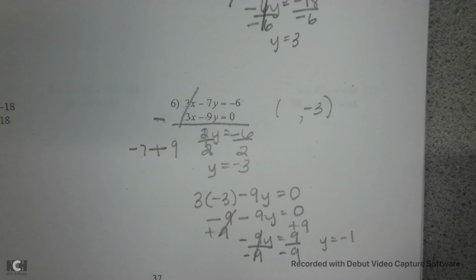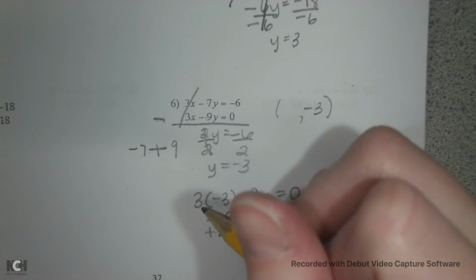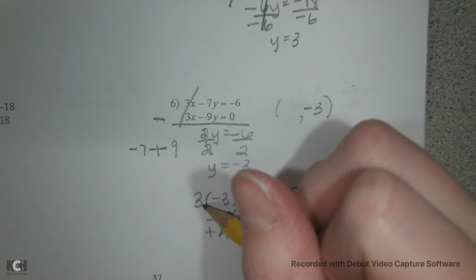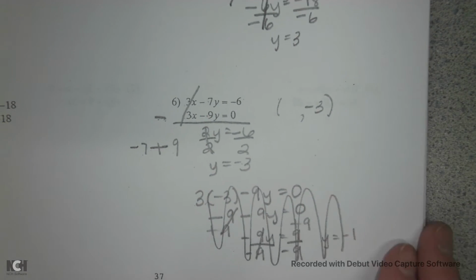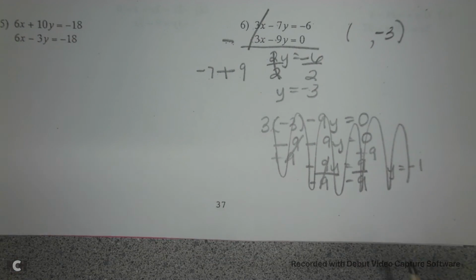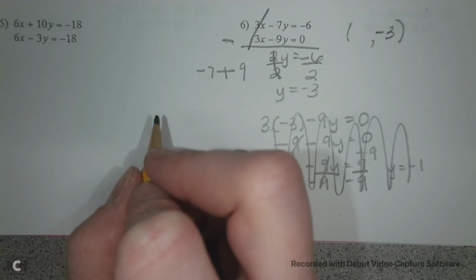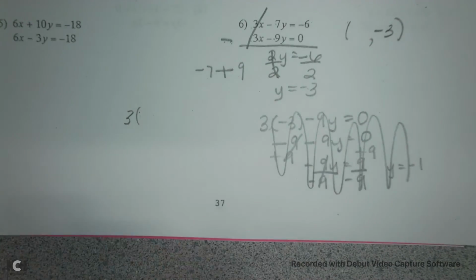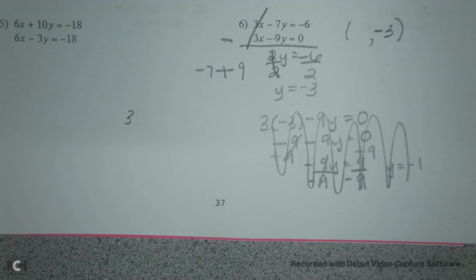Oops. What? I plugged this in the wrong spot. We solved and got our y. Dang it, my bad. Okay, that's wrong. Alright, sorry. Be careful where you pick to plug it in. Let's try one more time. So it's 3 times x. Don't make the same mistake twice.